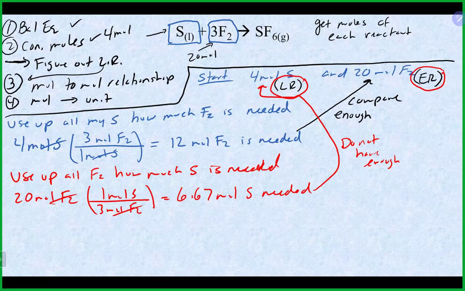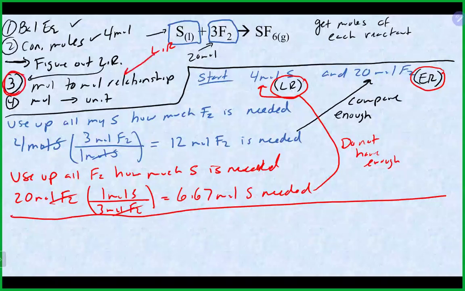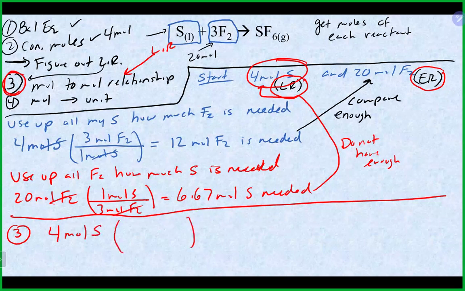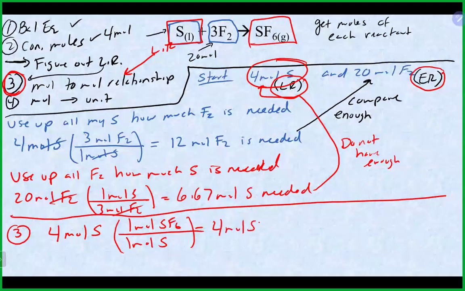So now that I know, for example, which one is my limiting reagent, which is the sulfur, I am going to pick up with step number 3, and I want to make sure that I use the limiting reagent in that step. I also want to make sure that I use the starting amount of the limiting reagent. So if we were going to go to step 3 here, I would do my 4 moles of sulfur. I would then do the mole-to-mole relationship between sulfur and my product here. And that would be 1 mole of sulfur is 1 mole of SF6. That gives me 4 moles of SF6.